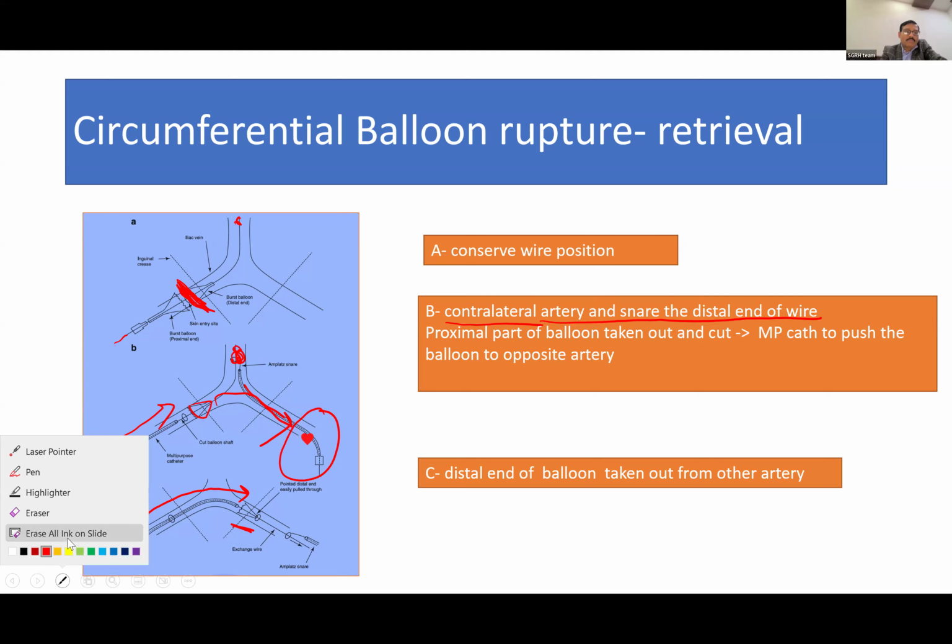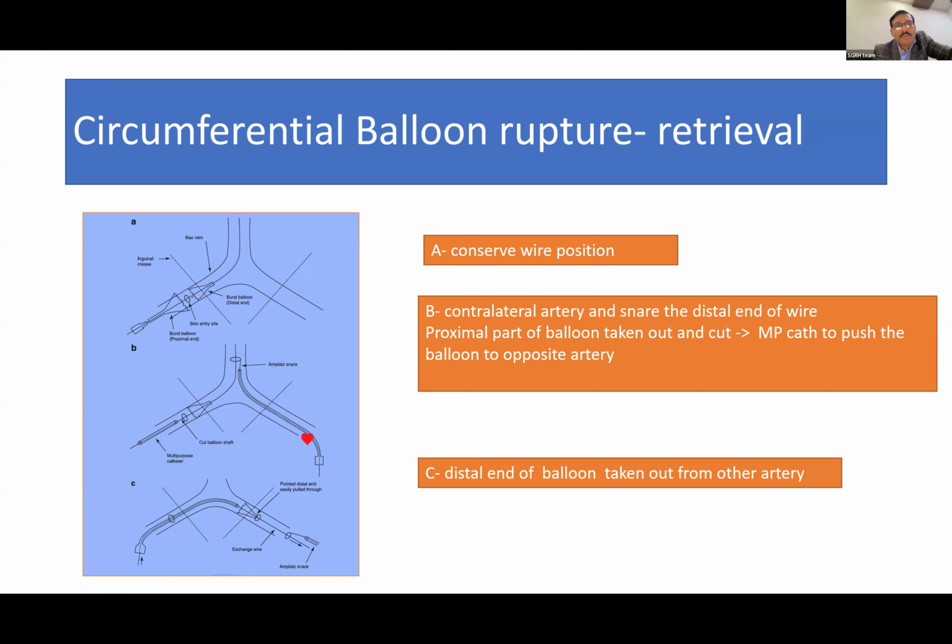This is important. Keep this in mind: if a circumferential rupture has happened, don't lose the wire. Snare this wire and then push. The proximal part is taken out. Push the MP. Remove the shaft. This is a very worrisome situation, but it has a simple solution.